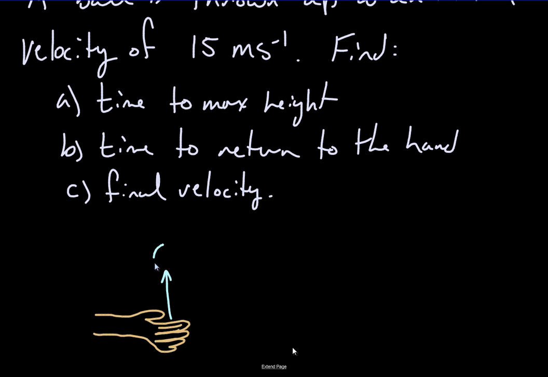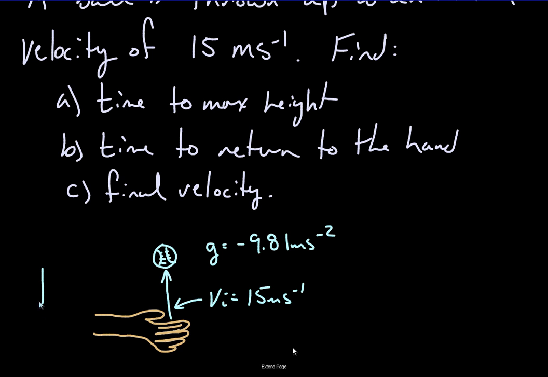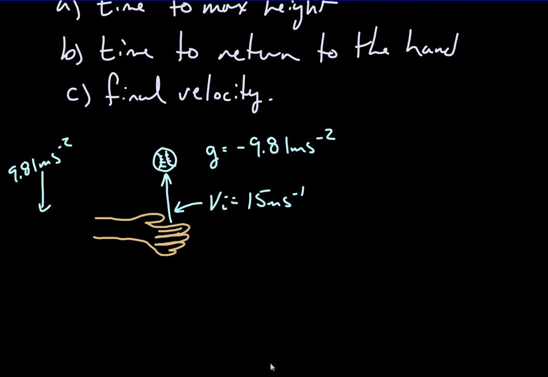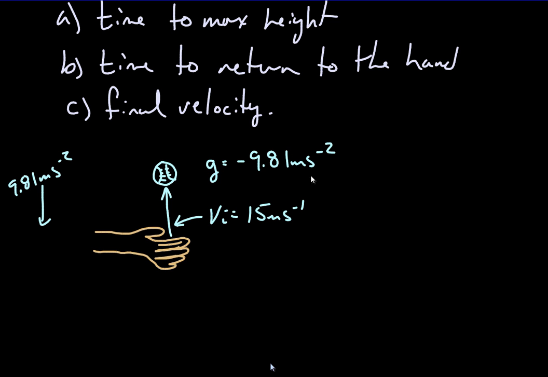So this hand has thrown a ball up in the air. And remember, we're going to neglect any air resistance. And so let's define a few things about this. The initial upward velocity is 15 meters per second. The other thing we know is that g is negative 9.81 meters per second squared, or if you want, 9.81 meters per second squared down. Sometimes we stick the 1 in, sometimes we don't. It's just personal preference, how much detail you want to put in here.